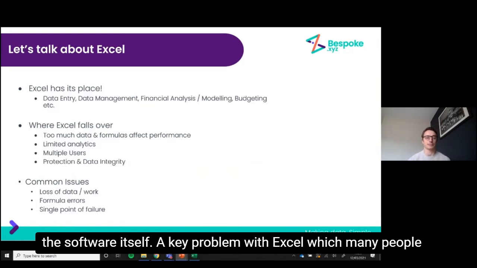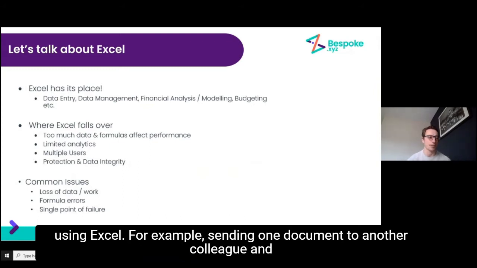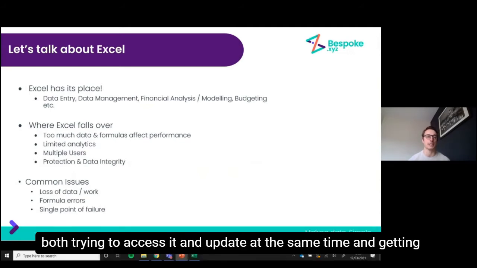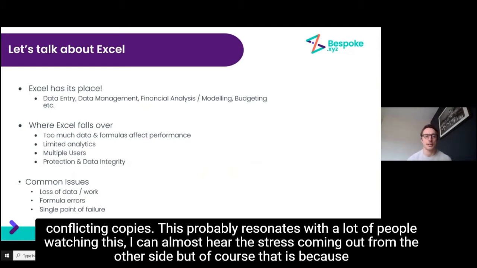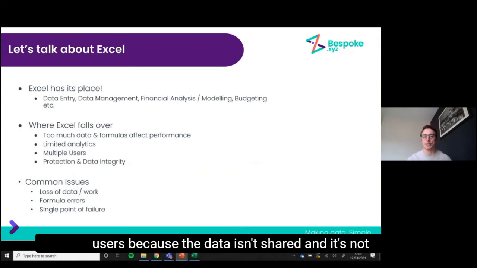A key problem with Excel, which many people come across and we get several complaints about, is multiple users and how people can collaborate using Excel. For example, sending one document to another colleague and both trying to access it and update at the same time, getting conflicting copies. These things probably resonate with a lot of people watching this. So I can almost hear the stress coming out from the other side. But of course, that is because using on-premise or offline, it is almost impossible to really gain benefits from multiple users, because the data isn't shared and it's not integrated.